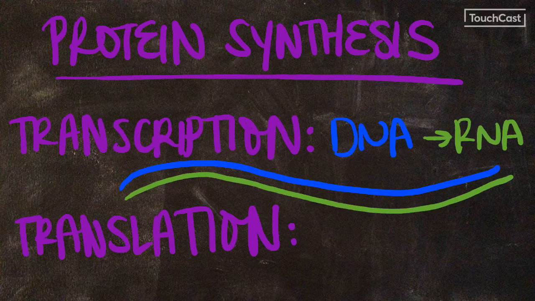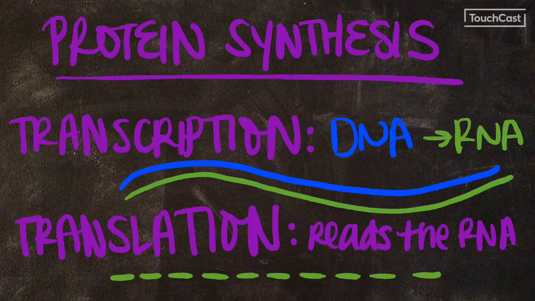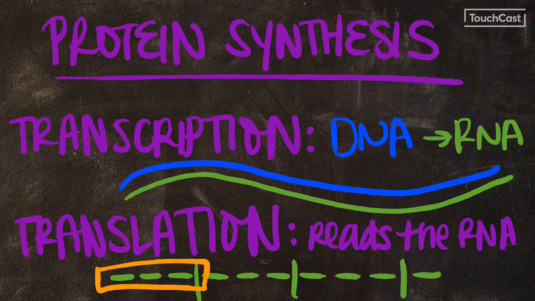And what happens in translation is it reads the RNA. And it does that by separating the RNA into its individual nitrogen bases and cutting them into 3s. And one 3-letter section is called a codon.